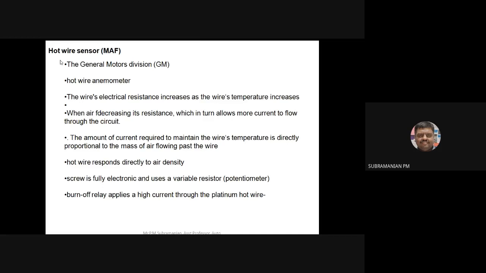So remember the word hot wire. Hot wire means the temperature of the wire will be increased. By that principle, I am going to measure the airflow. Okay, so where they have used it, no? Okay.